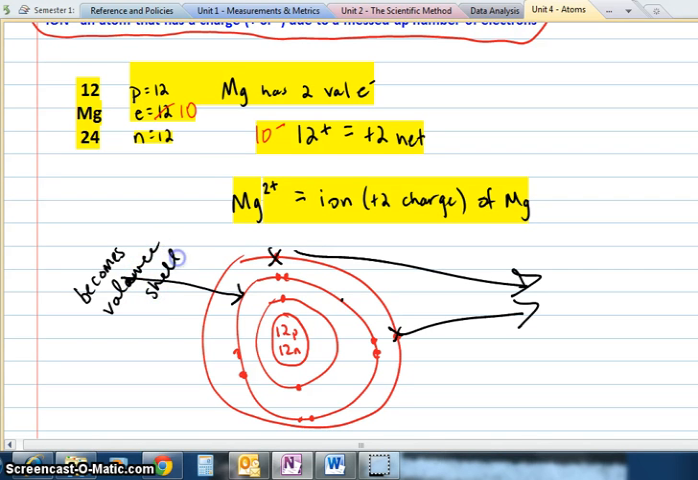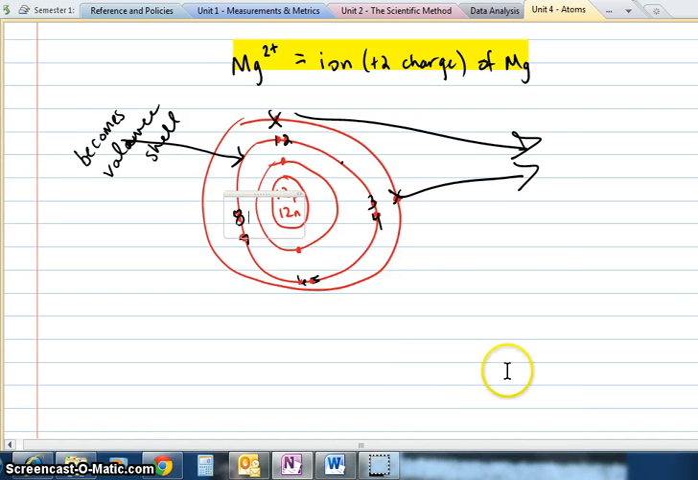And this magnesium is happy because its second shell, its valence shell now, has 1, 2, 3, 4, 5, 6, 7, 8 electrons. We'll talk more about that when we get into chemistry. But that is the lowdown on ions.